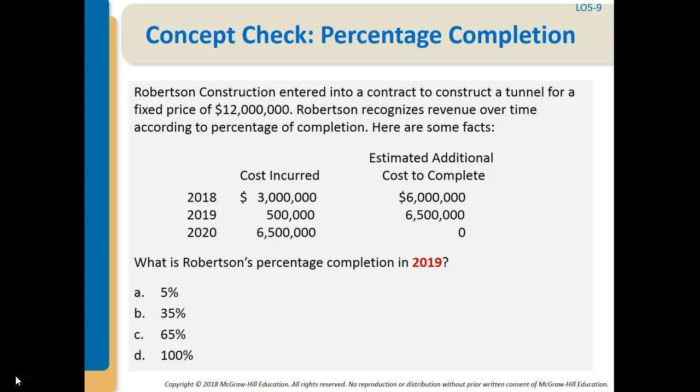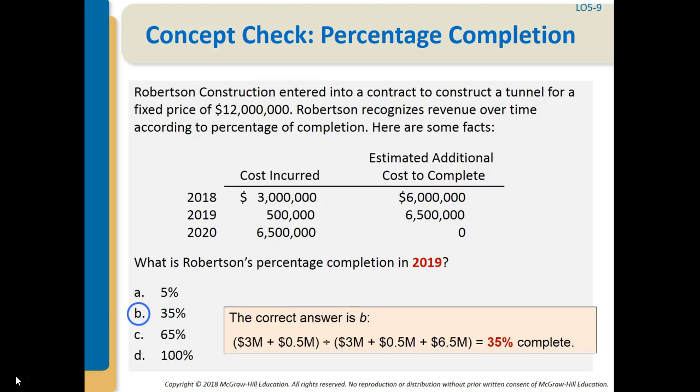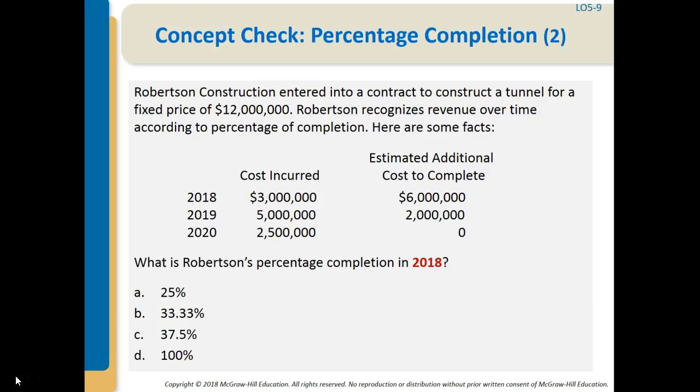$6,500,000. What is Robertson's percentage of completion in 2019? Well, the answer is 35%. We would take the $3 million plus the $0.5 million, divide that by the $3 million along with the $0.5 million and the $6.5 million to come up with our 35% completion.